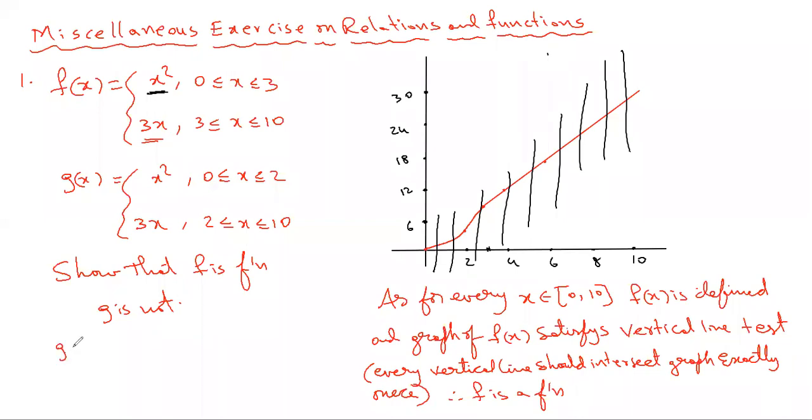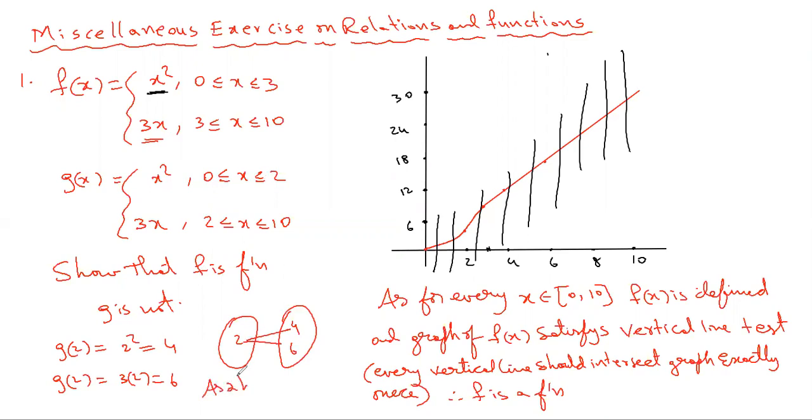For that, you calculate g of 2. Using the first definition, if you calculate g of 2, 2 square is equal to 4. Using the second definition, if you calculate g of 2, that is 3 into 2 equal to 6. So the 2 has two images, 4 and 6. G is not a function. That's it.